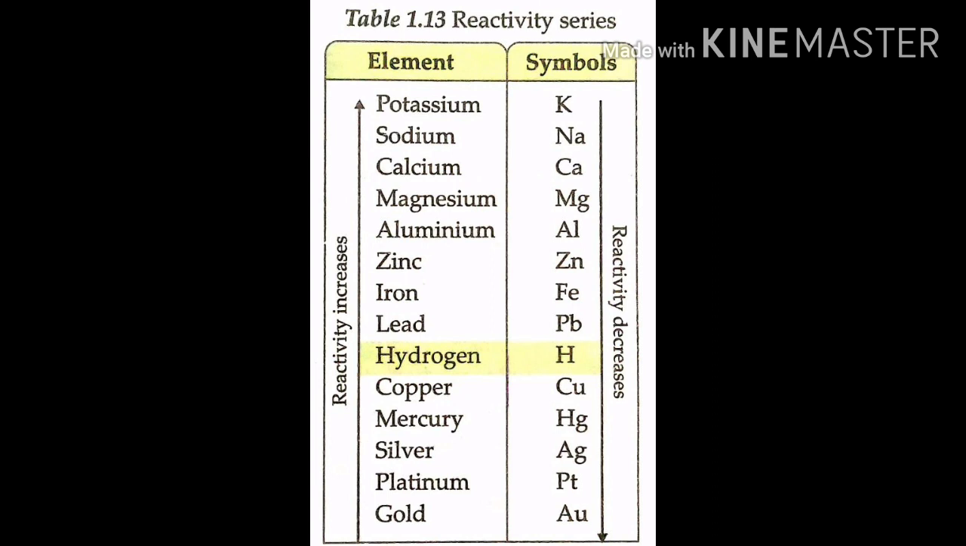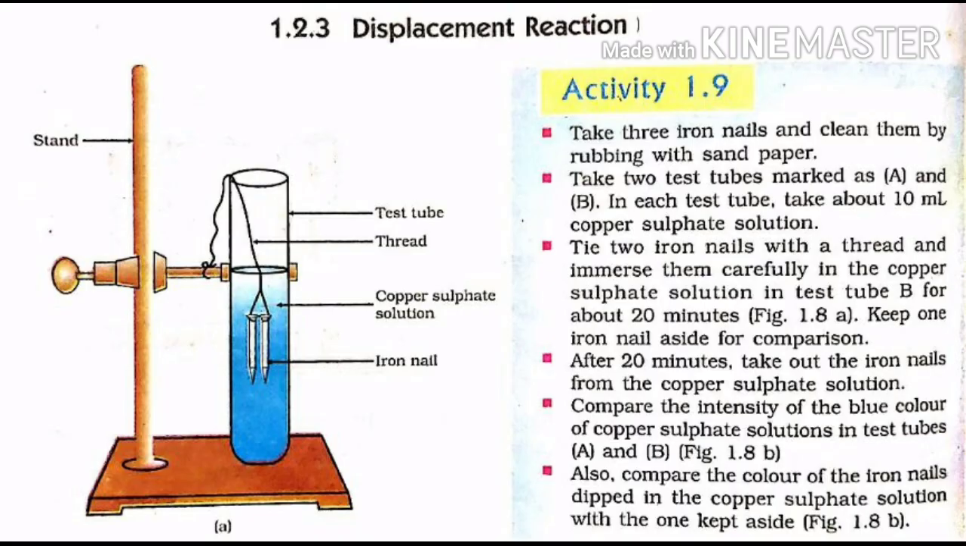Look at the table. This table shows the reactivity series of metals. Activity 1.9 explains the displacement reaction. Take 3 iron nails and clean them by rubbing with a sandpaper. Take 2 test tubes and mark them as A and B. In each test tube, take about 10 ml of copper sulfate solution.